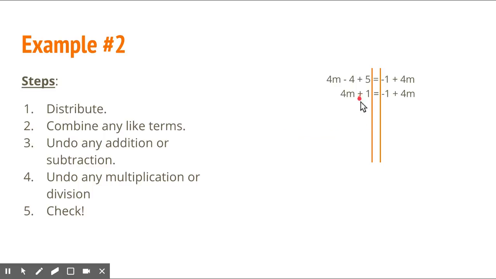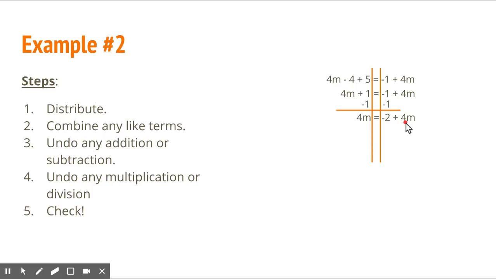Now I want to get all the constants on one side, and I tend to, like I said earlier, put the variables on the left and the constants on the right. So if I want to move this positive 1, I do the inverse operation, which is subtract 1 from both sides. And when I subtract 1 here, it cancels out, and when I subtract 1 here, it becomes a negative 2. Now I need to do the same exact idea with the variables.